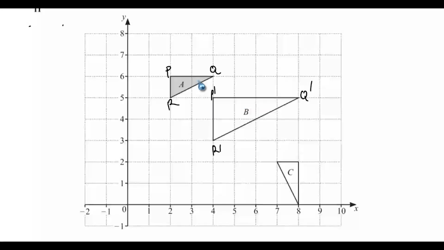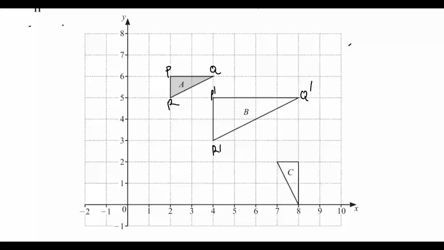You may want to confirm this further. So between P and Q, you have two steps. So between P prime and Q prime, you should have 4. 1, 2, 3, 4. So that means we have enlargement. The scale factor is 2, because when you multiply any side by 2 here, you should have twice of it. Okay, then the last thing we need to get is the center of enlargement.